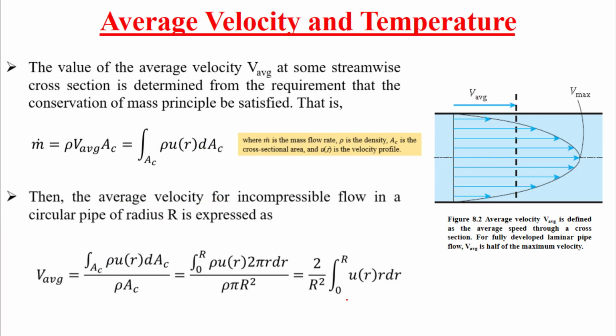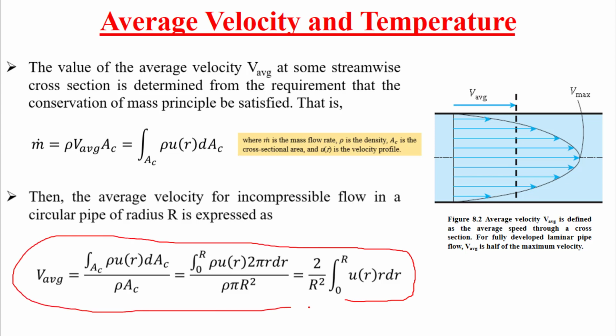Okay. So you must remember this equation. Not all of it. You must know that V average is equal to 2 over r squared, integration of u as a function of r multiplied by dr.